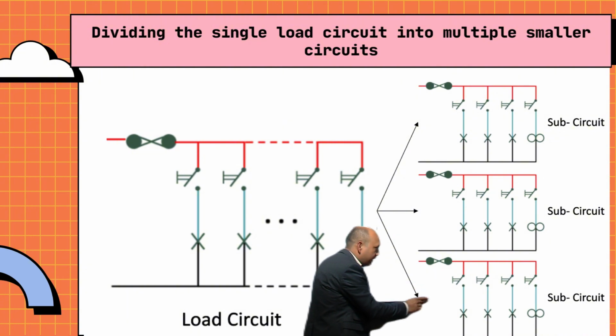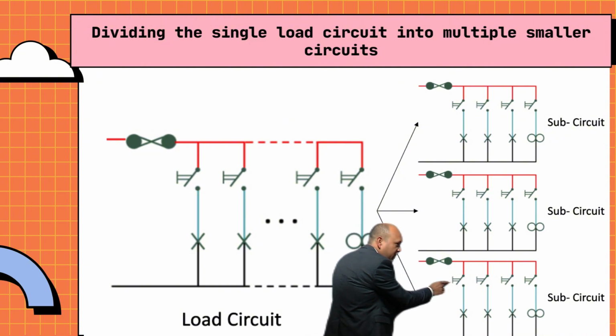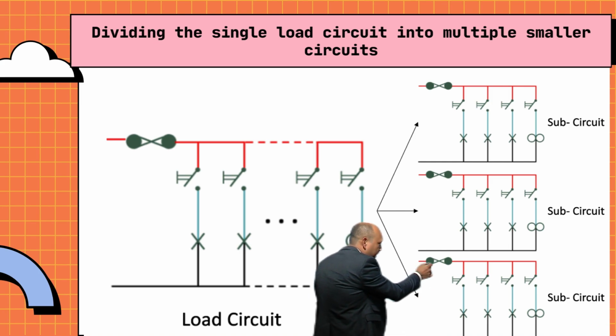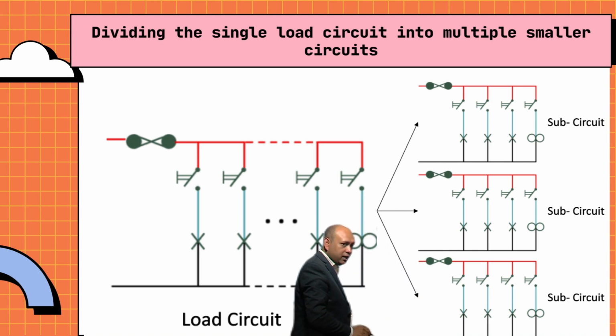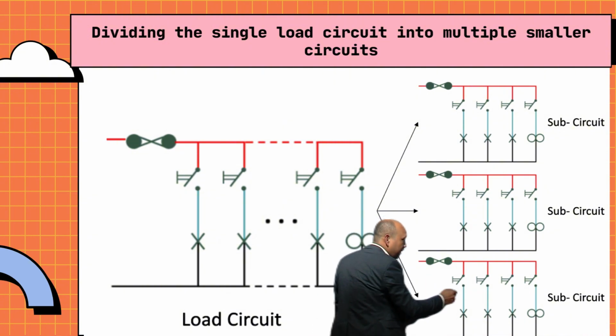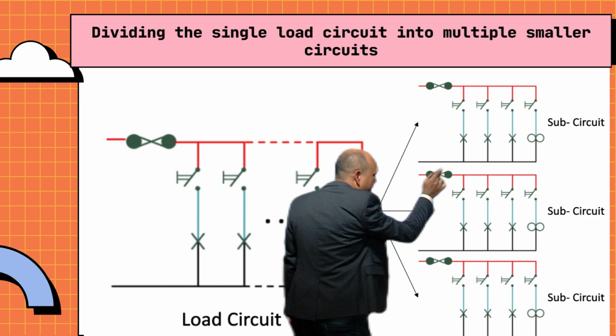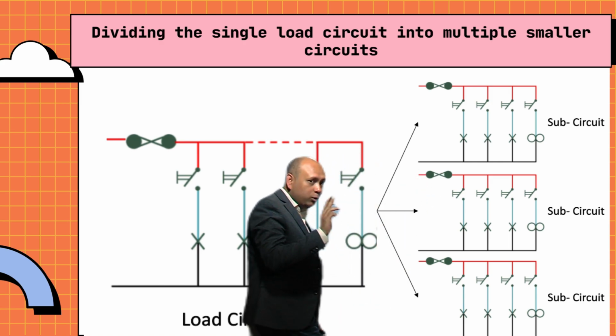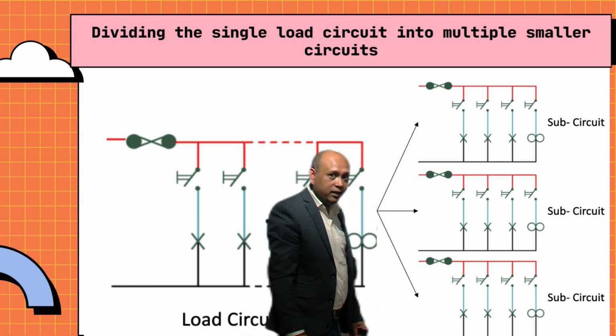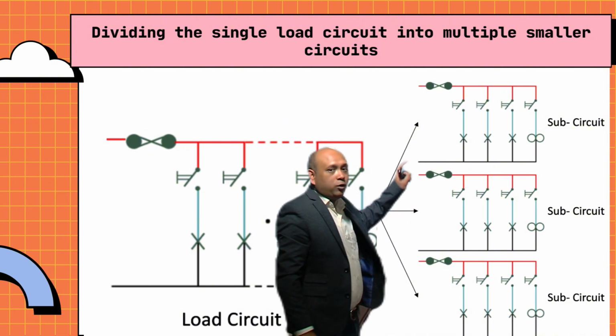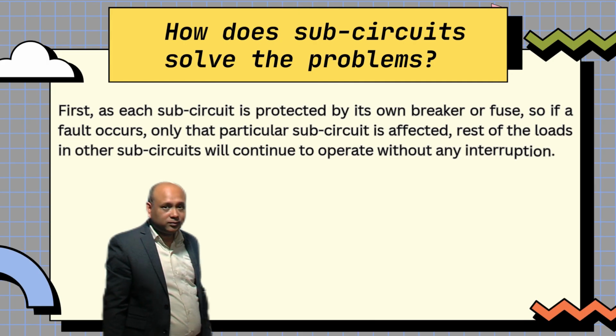If some fault occurs in this sub-circuit number 3, this particular fuse will blow, or if there is a circuit breaker, this particular circuit breaker will trip and these loads will get affected. However, sub-circuit number 1 and sub-circuit number 2 will not get affected by the fault and they will just work fine as before.